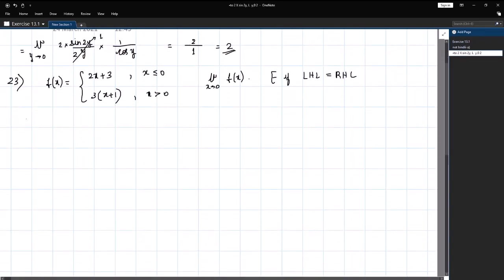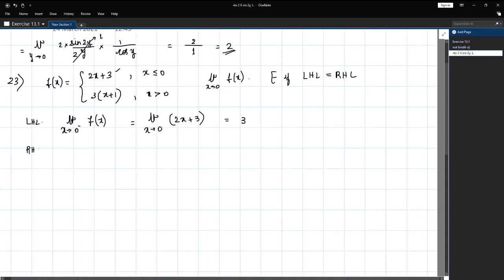So let's find out the left hand limit. The left hand limit is given by limit x tends to 0 minus of f of x. If x approaches 0 from the left hand side, we have to use this equation, that is limit x tends to 0 of 2x plus 3. If we substitute x equal to 0, we'll have 3 as the left hand limit.